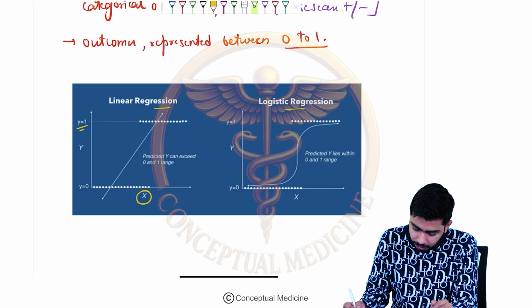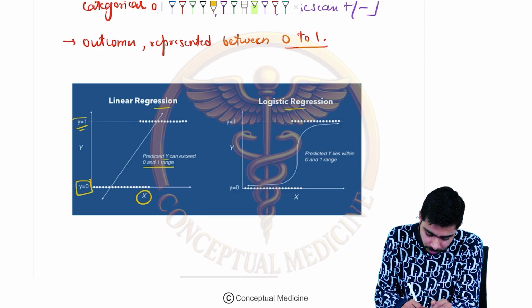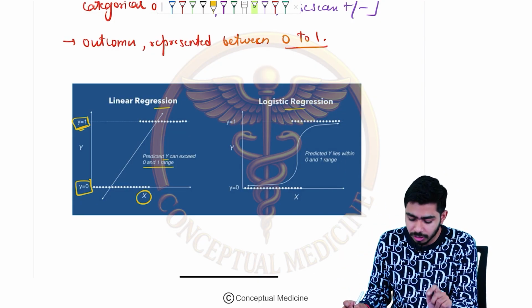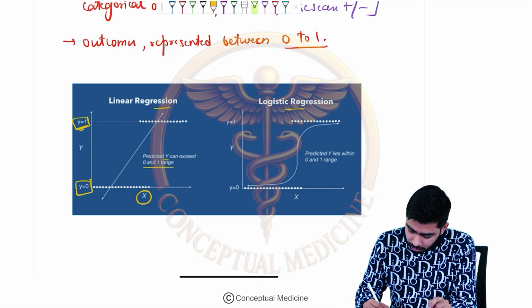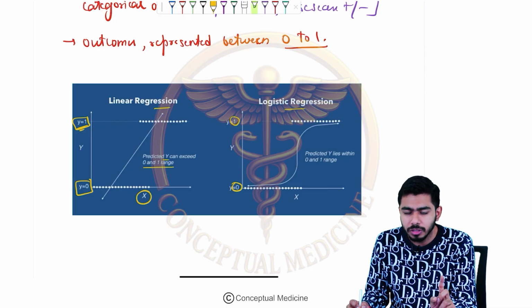But in the logistic regression, what we are seeing is that in the linear case the predicted y can exceed the 0 and 1 range. So that was 0 and this was 1. So it can easily cross the range. That is the linear regression. In the logistic regression, it is not crossing the range over here. There is a 1, this is 0. So it is always in between 0 and 1.